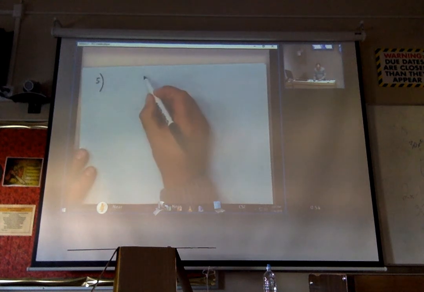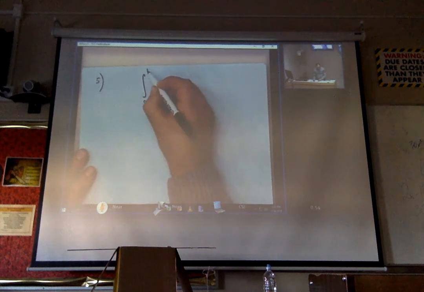So let me put the next example right there. This is the last one. So what I'm trying to do, I'm trying to approximate this interval.